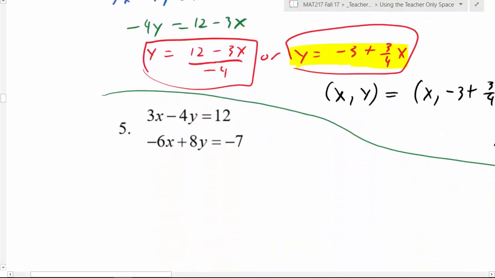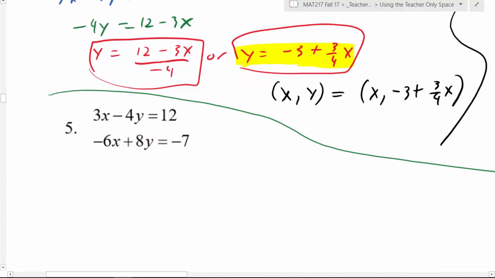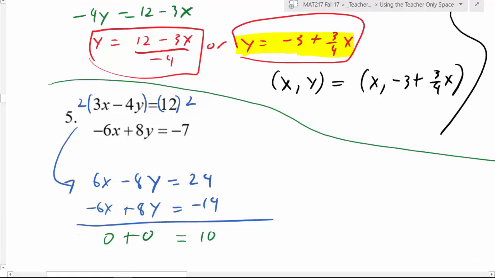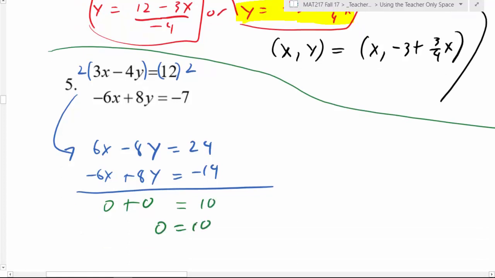All right, so now on to the next problem. Very similar. You'll notice the elimination technique looks good for this, and it also looks great to multiply by 2. So this would give us 6x minus 8y equals 24, and the bottom equation would stay negative 6x plus 8y equals negative 14. This is all great. The only issue here is we're getting 0 plus 0 equals 10. So therefore this is saying 0 equals 10.